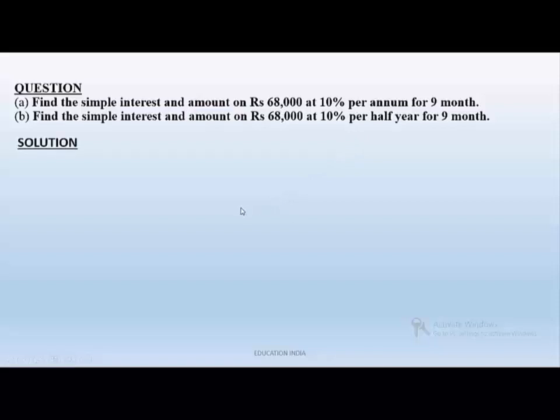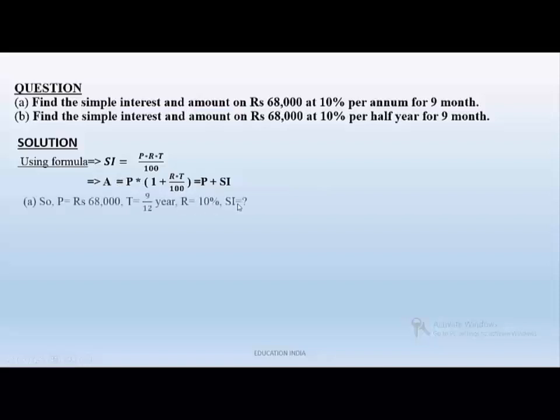We have the basic equation of simple interest as PRT upon 100 and the amount to be returned in terms of principal, as shown in the previous slide. So putting the corresponding values, we have principal as 68,000, time as 9 upon 12 year. In the question it was given as 9 months, but the rate has been given per annum, so we need to convert time in years. So 9 months is basically 9 upon 12 years, and R equals 10%. We need to calculate simple interest.